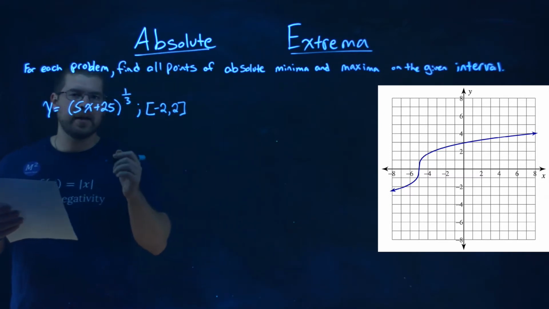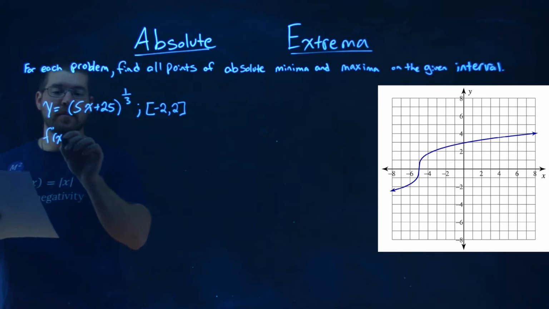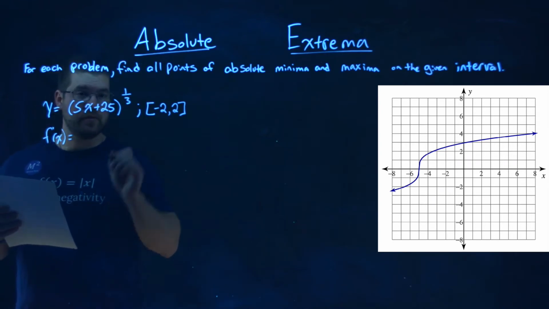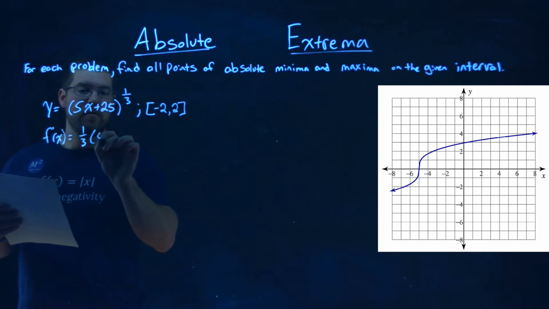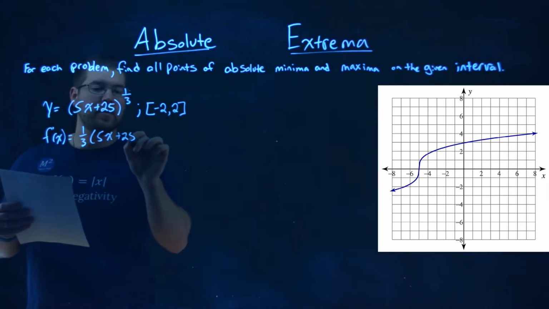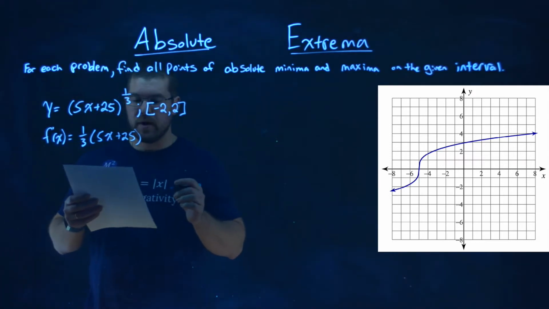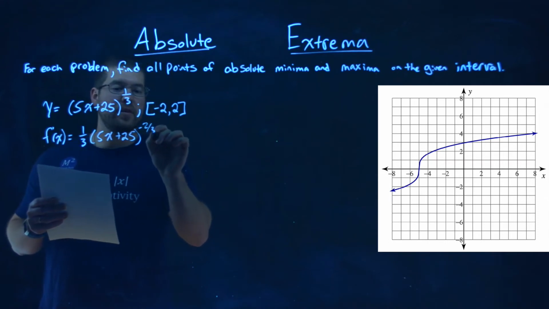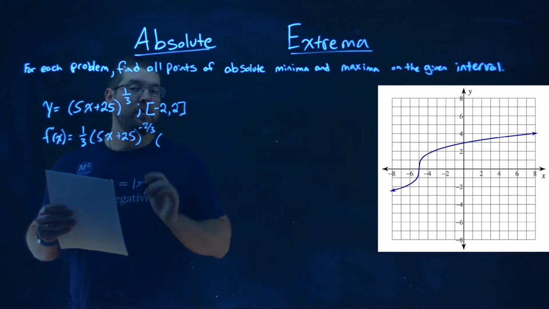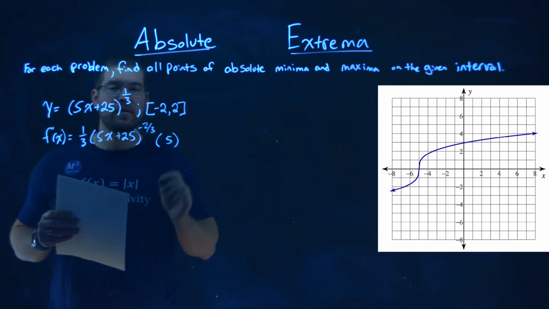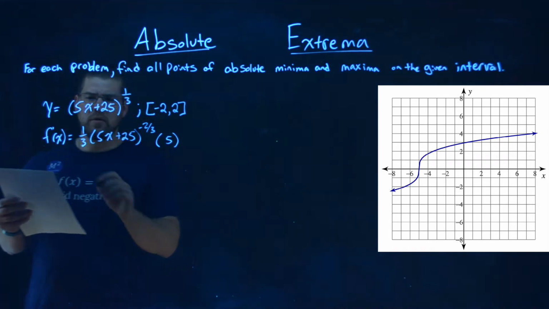First thing I want to do is find my derivative, f prime of x here, and we're using the power rule and chain rule. 1/3 comes down, and we have a 5x plus 25 here, and the exponent gets subtracted by 1, and so we have a -2/3 here. Multiply that by the derivative of the inside, which is just a 5. From there, let's go simplify this.